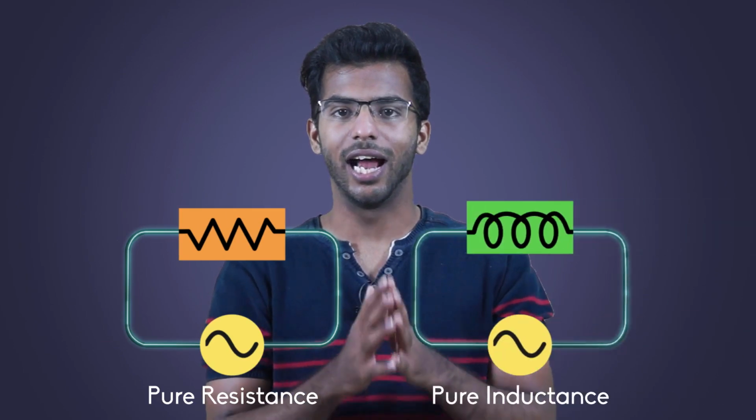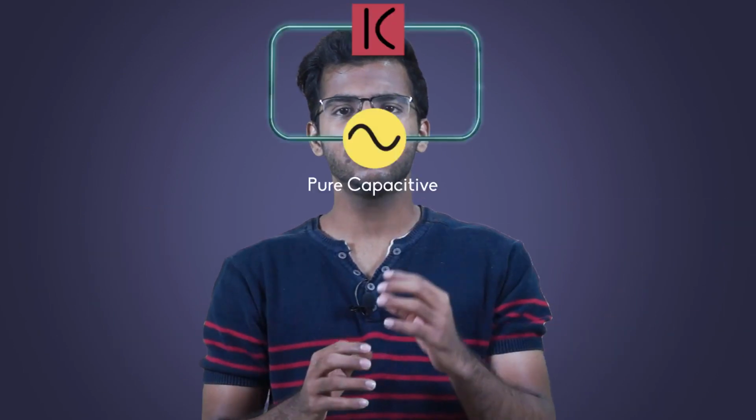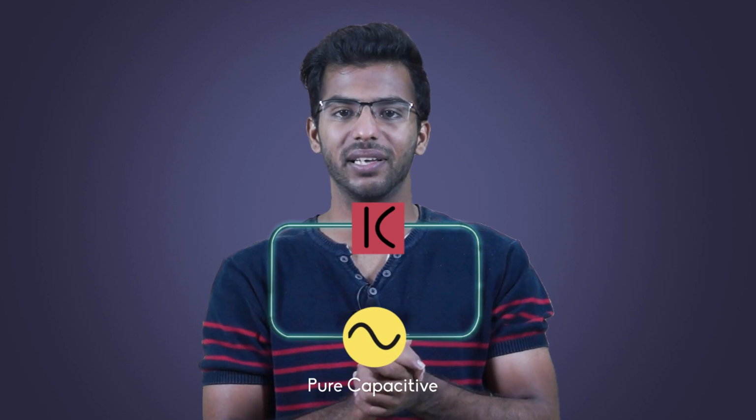The last two circuits were pure resistive and pure inductive. This circuit we have is purely capacitive. As we know, capacitors have a special property to hold charges. It gets charged and discharged. The capacitor stores electrical power in the electric field. This effect is known as the capacitance.